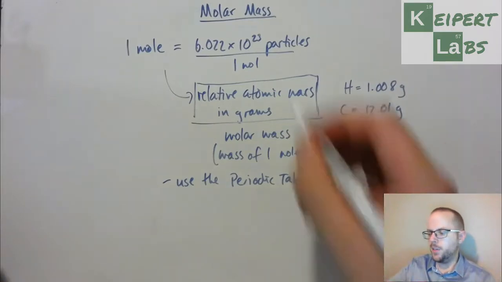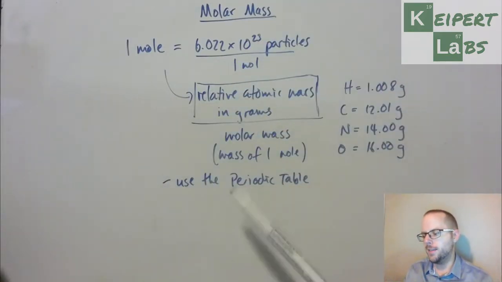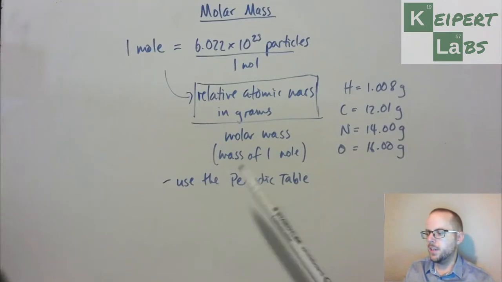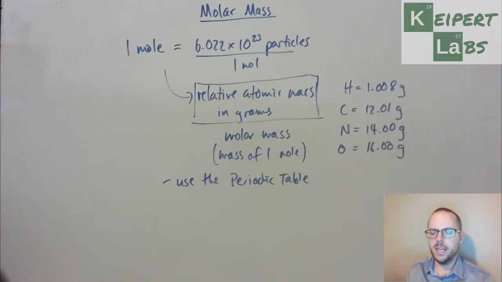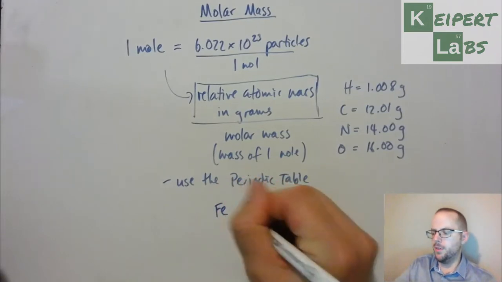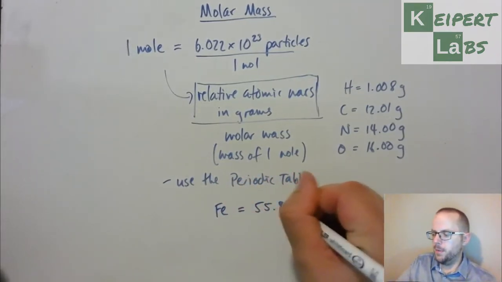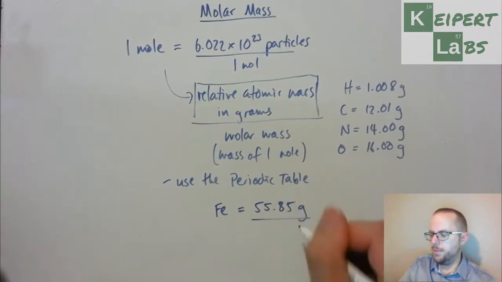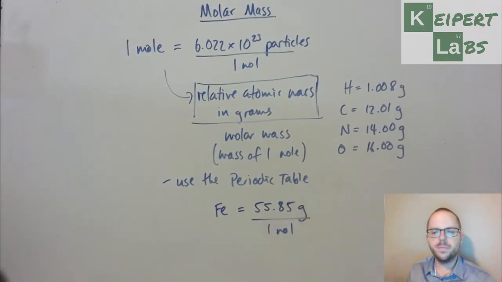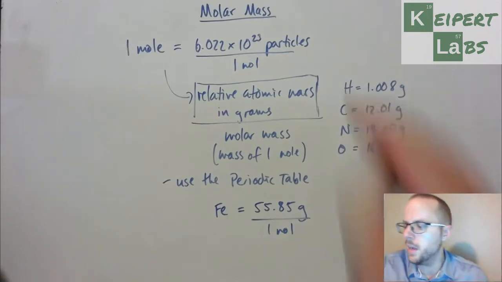But what we can do to work out the molar mass of any substance is to look at the periodic table and identify the relative atomic mass in grams. If we ask what the relative atomic mass of iron, which is Fe, is, we could read it off the periodic table and say that it's 55.85 grams for every 1 mole. So we have units.